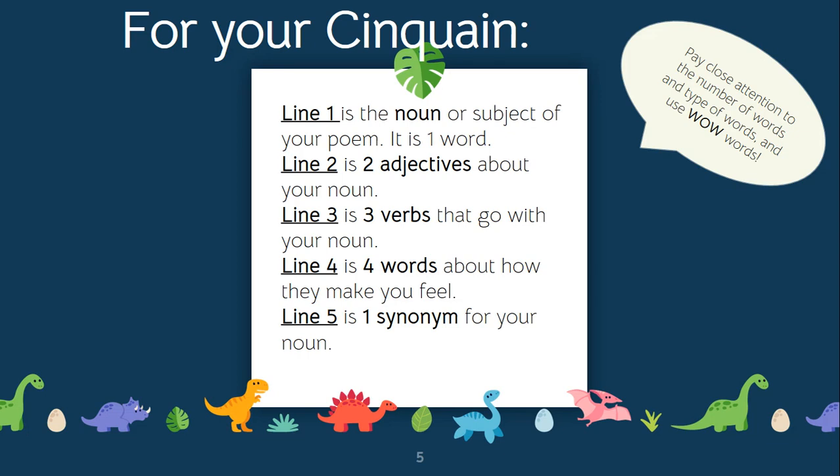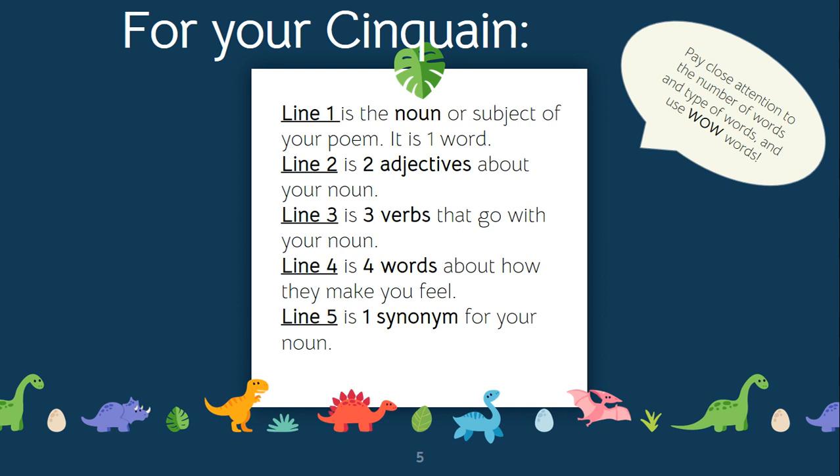okay? So, just to remind you, this is what you need to do. So you need to pay close attention to the number of words and the type of words. So for example, if in line 2 you've written 2 verbs, instead of adjectives, you'll have it sent back. For line 3, if you have 3 adjectives and not verbs, it will be sent back, okay? So make sure that you follow this page perfectly.